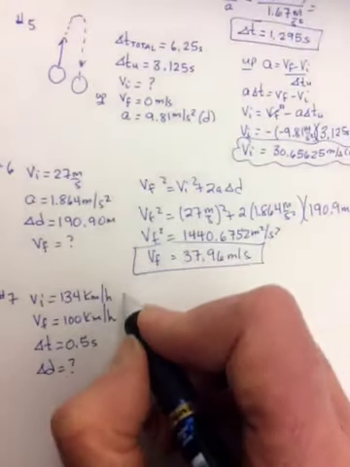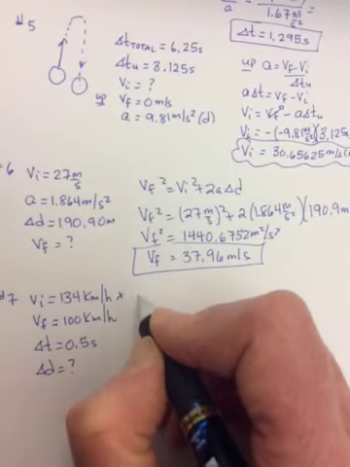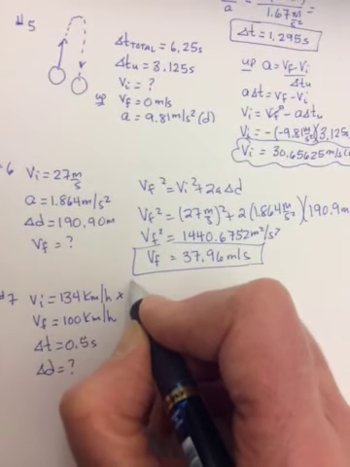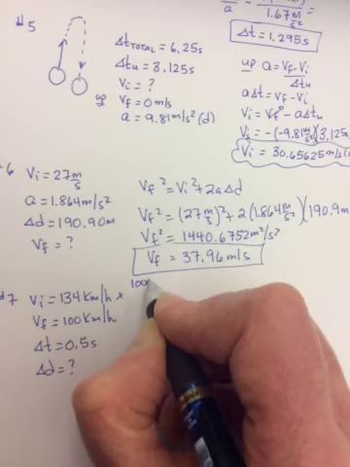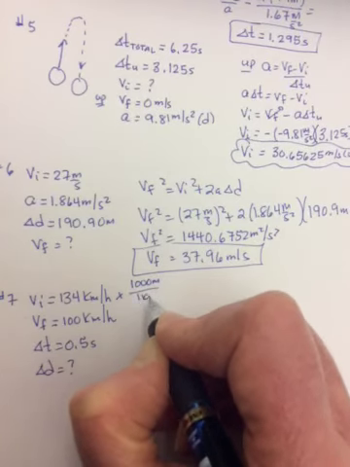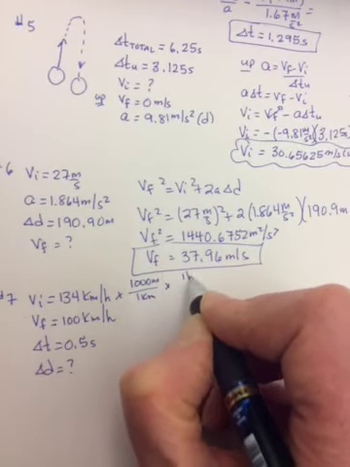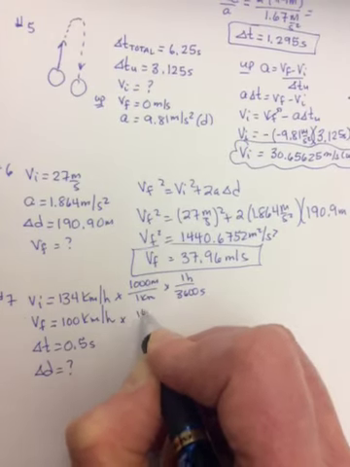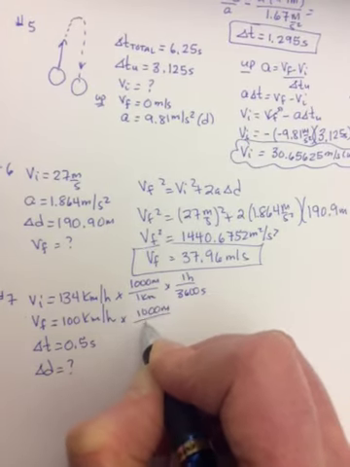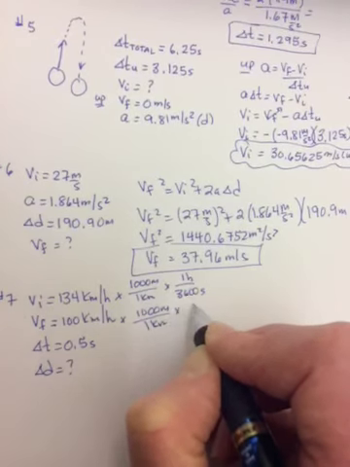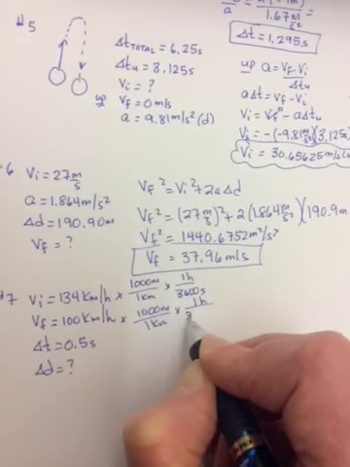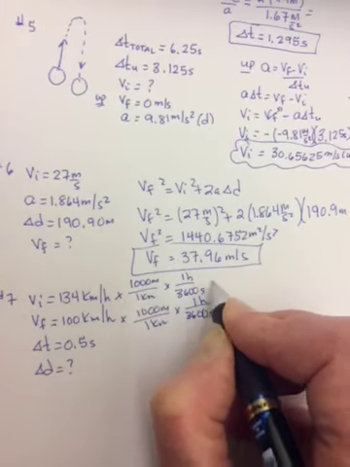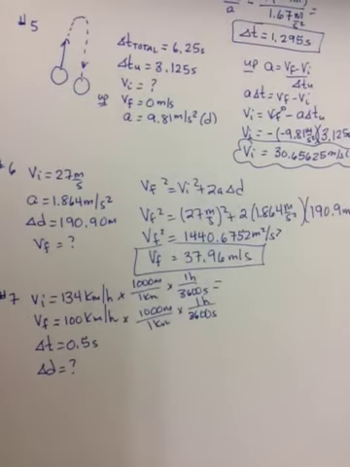Okay, first step, you got to change these two to meters per second. So 1,000 meters over a kilometer times 1 hour over 3,600 seconds. And the same for this one. On your last test, you did a lousy job. Some of you just dropped the units and pretended like they all matched. You can't do that.